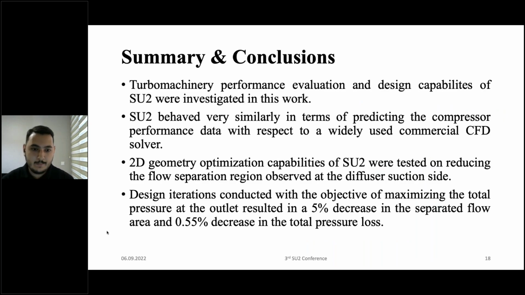For the summary, turbomachinery performance evaluation and design capabilities of SU2 were investigated in this work. SU2 behaved very similarly in terms of predicting the compressor performance data with respect to a widely used commercial CFD solver. The 2D geometry optimization capabilities of SU2 were tested on reducing the flow separation region observed at the diffuser suction side, and the design iterations conducted with the objective of maximizing the total pressure at the outlet resulted in a 5% decrease in separated flow area and 0.55% decrease in total pressure loss.